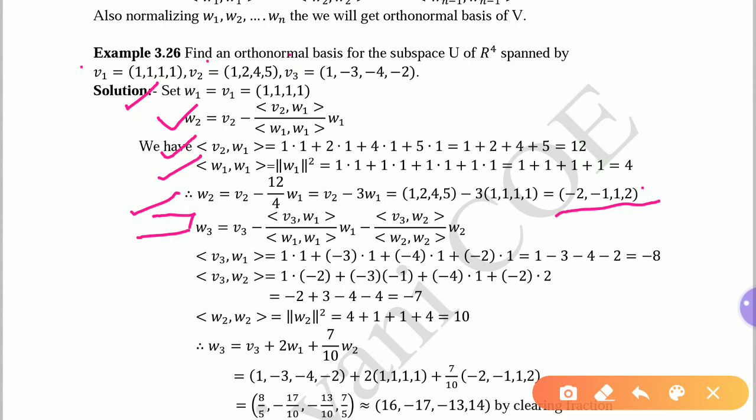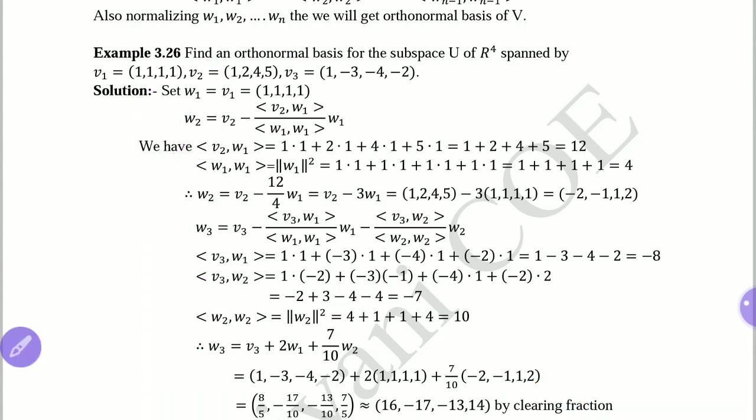The formula for W3 in the Gram-Schmidt process is this: V3 minus the inner product of V3 with W1 over the inner product of W1 with W1, into W1, minus the inner product of V3 with W2 over the inner product of W2 with W2, into W2. After calculating all these terms, finally we get W3 as this: 8 by 5, minus 17 by 10, minus 13 by 10, 7 by 5. If you multiply throughout by 10, we get 16, minus 17, 13, 14 as W3. This we do by clearing fractions.